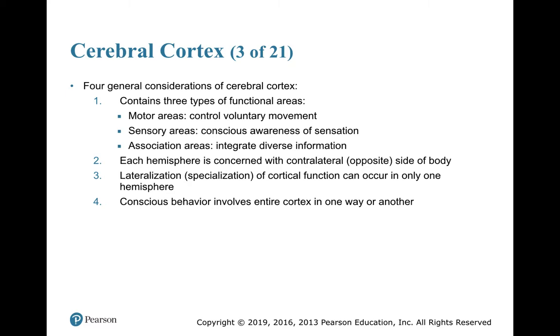It has three types of functional areas. Motor areas are used for controlling voluntary movements. There are sensory areas where we make conscious awareness of the sensations coming into us. And association areas integrate that motor and sensory information to help us make sense out of what it means. Each hemisphere is concerned with the contralateral side of the body, so the right side does, in general, control the left side, and the left side does, in general, control the right side.